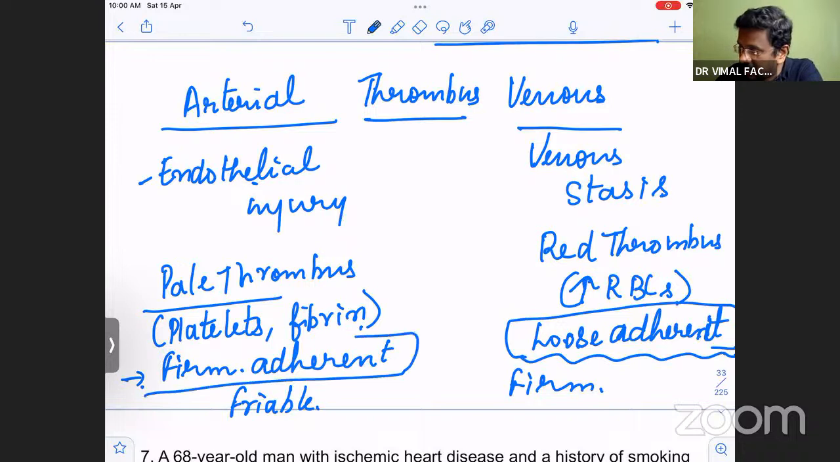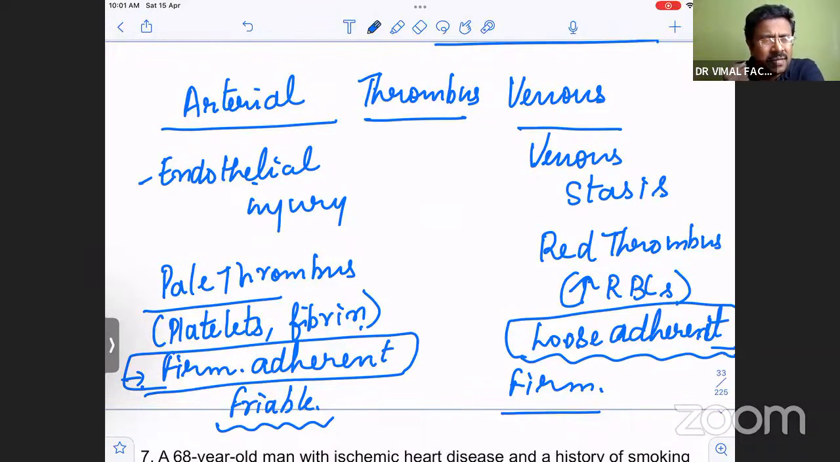Whereas the arterial thrombus is firmly adherent. But consistency wise, if you touch a venous thrombus, it is very firm, whereas the arterial thrombus is friable. So please remember, a friable thrombus can form an embolism and can result in ischemic manifestation. This is a very important point you have to remember.